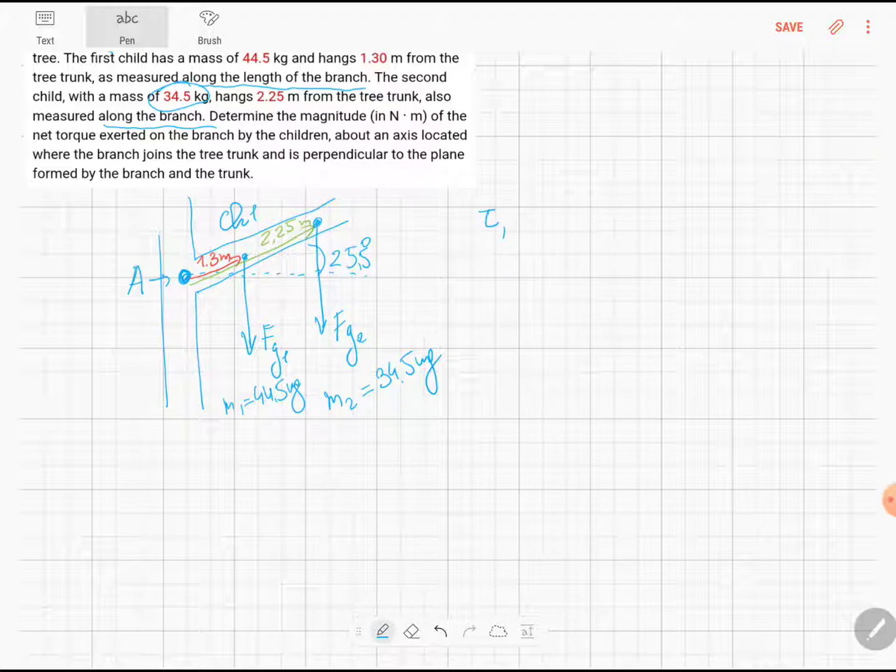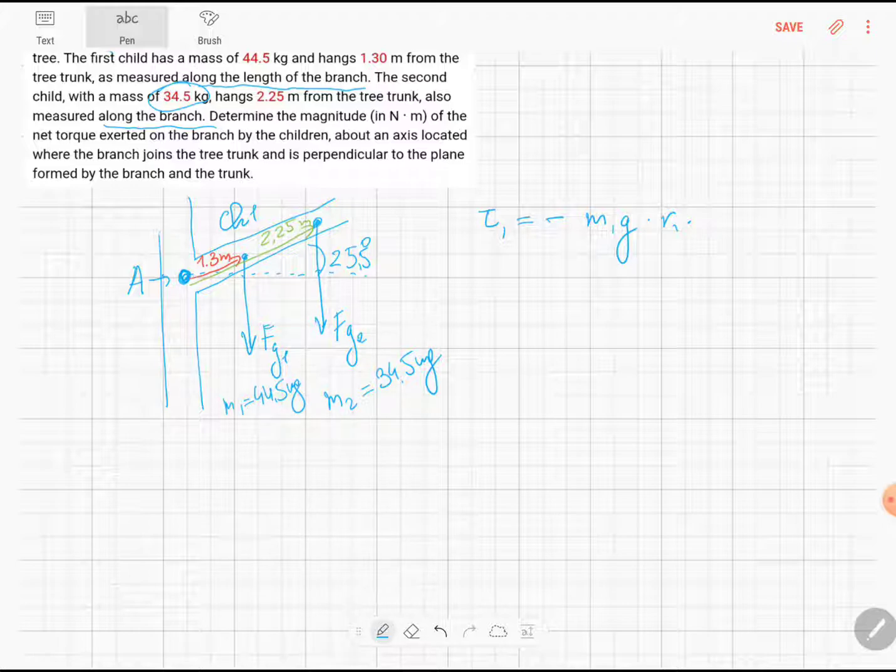The torque created by the first child will be negative, but we need to find the magnitude. For now we will take into account the signs. It will be negative because child 1 creates a torque which tends to rotate the branch clockwise. It will be the force of gravity of child 1, which is M1 times G, times this distance to the first child, let's call it R1, times sine of the angle.